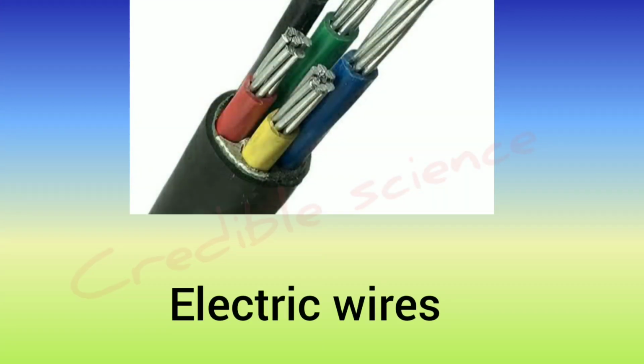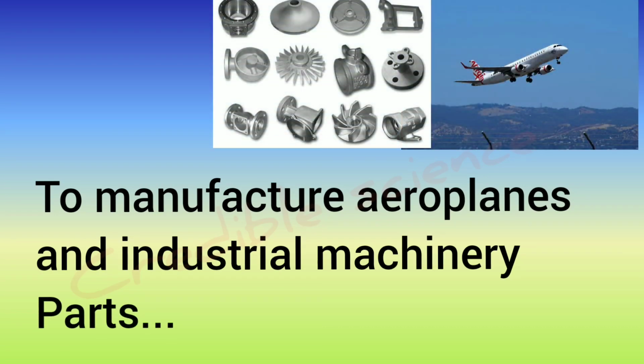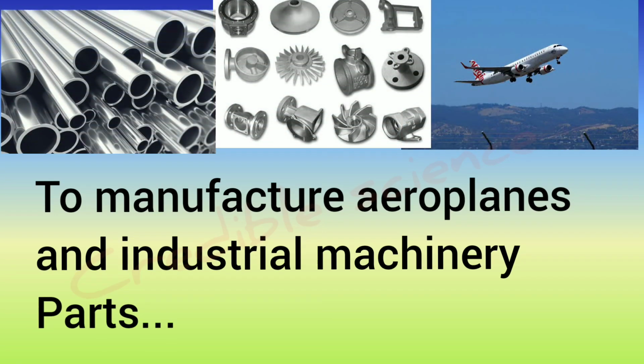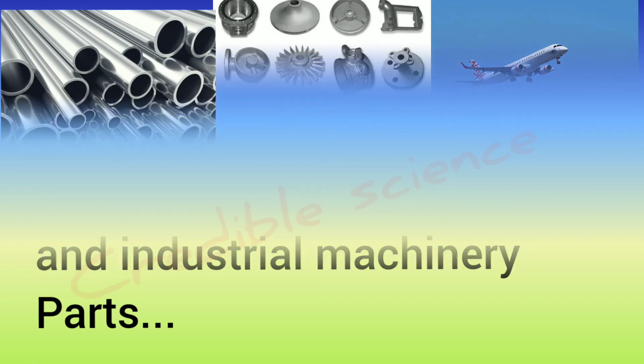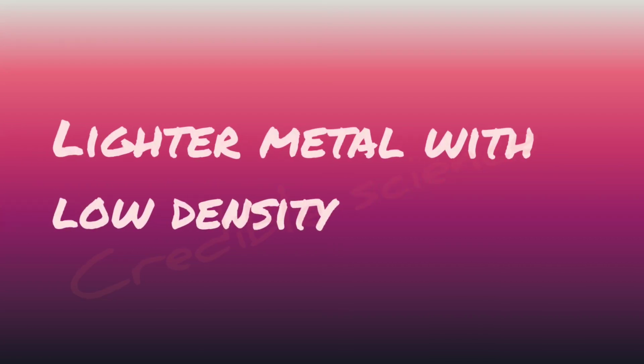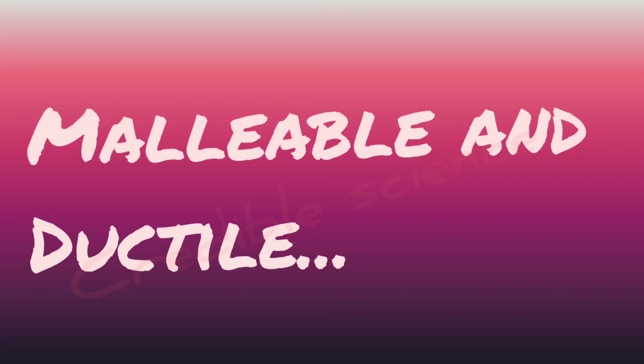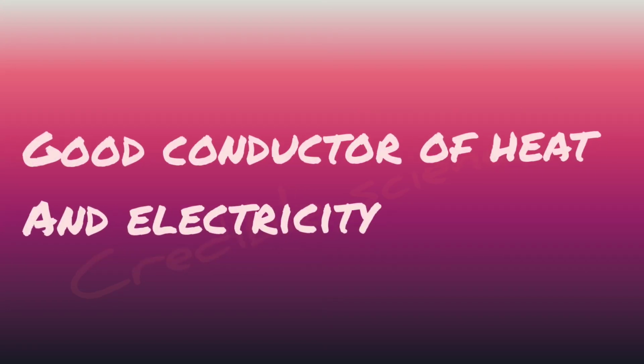Now, some of the applications of aluminium. It's used as kitchen utensils, electric wires, to manufacture airplanes and industrial machinery parts, and many more. Now, some of the properties of aluminium. We all know it's a silvery white metal. It's very light in nature with low density. It's very good in malleability and ductility. It's a good conductor of both heat and electricity.